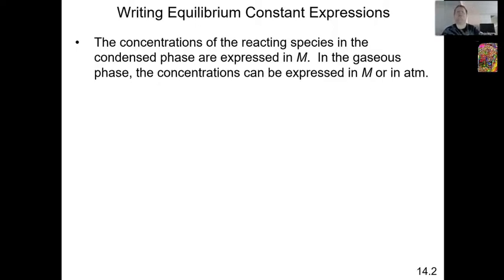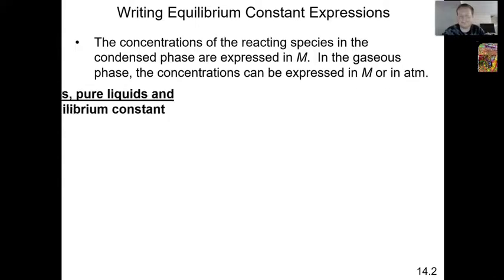Okay, this is our last piece. The concentrations of the reacting species in the condensed phase are expressed in molarity, capital M. In the gaseous phase, the concentrations can be expressed in molarity or in atm. Condensed phases is pretty much not gases. I don't know why we have to make it so complicated. If we're talking about other things besides gases, we're going to use molarity. And if we're talking about gases, we're going to use molarity or atm, depending.